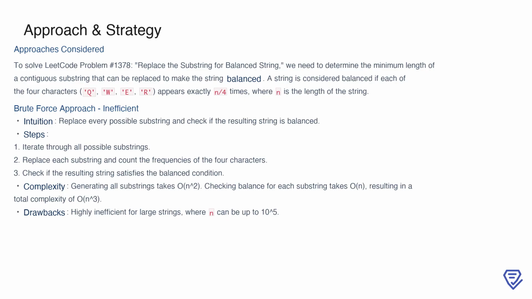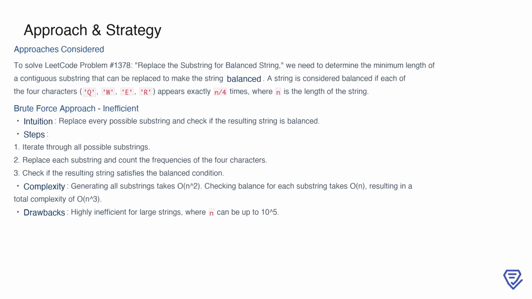To solve problem number 1378, the goal is to determine the minimum length of a contiguous substring that can be replaced to make the string balanced. A string is balanced when each of the 4 characters Q, W, E, R appear exactly n/4 times, where n is the total length of the string.